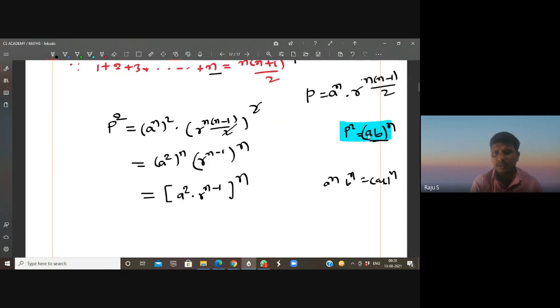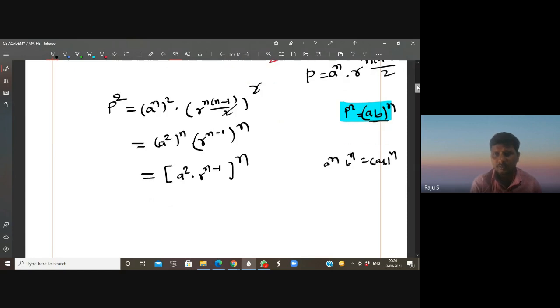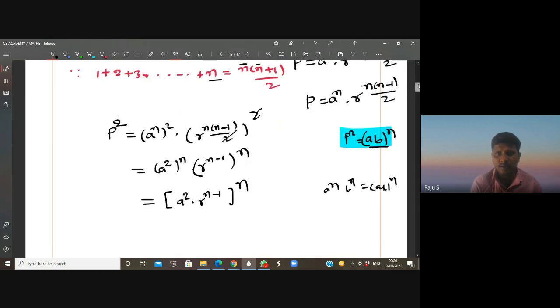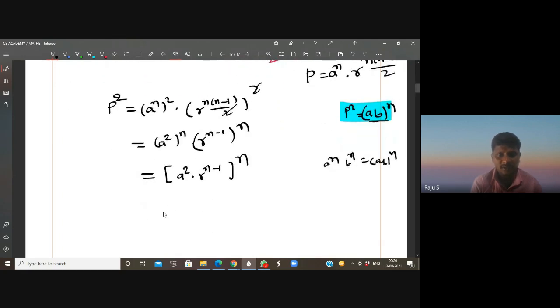Okay, you may do it like this. You can take AB and then P square, which we got here. After that, take RHS, simplify, LHS equal to RHS. So A square can be written as A into A, R power n minus 1 whole power n. So P square is equal to finally A into, what is A into R power n minus 1?